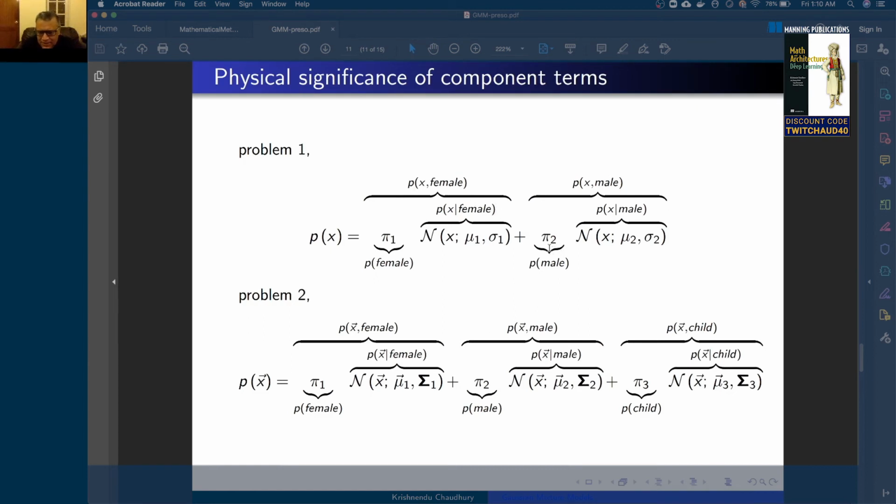Similarly, pi2 expresses the a priori probability of male. This term is the conditional probability of x given male, and their product gives us the joint probability of x and male. And in problem 2, there are 3 classes, and hence the summation has 3 terms, but the idea remains the same.